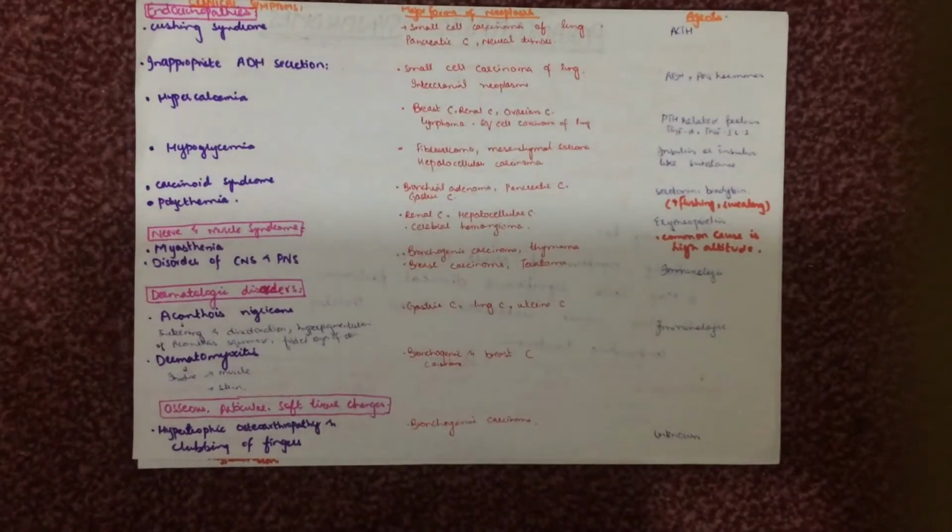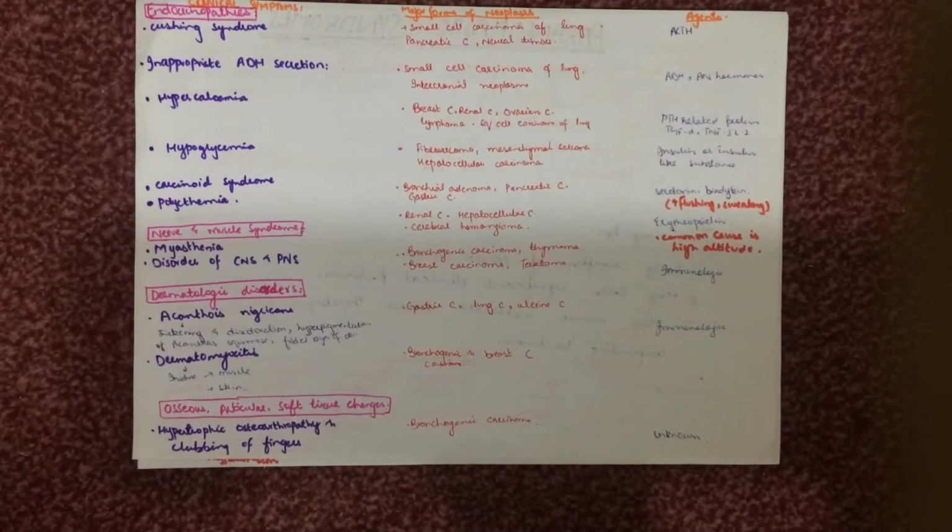I hope it is clear now. Let's talk about the clinical symptoms, major form of neoplasia and agents. The first one, we are going to talk about endocrinopathies. First example is Cushing syndrome. Its major forms of neoplasia are small cell carcinoma of lung, pancreatic carcinoma, neural tumors, and the agent is ACTH.